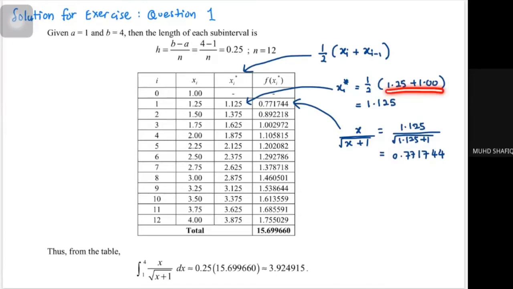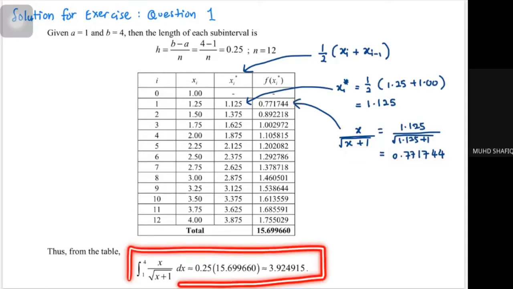1.25 plus 1, you get 1.125. And then f(xi*), substitute this value into this f(x), x divided by the square root of x plus 1. So you will get 0.771744.